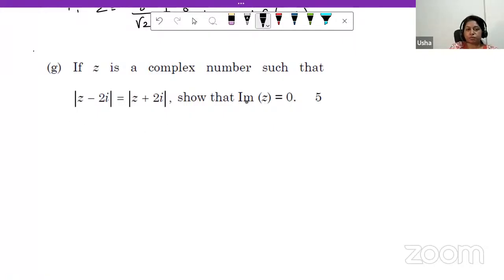Now, see, when Z is given as A plus iB, the real part is A, and the imaginary part is B. Im of Z is B. What is it that you need to show? One more time, this, which one?